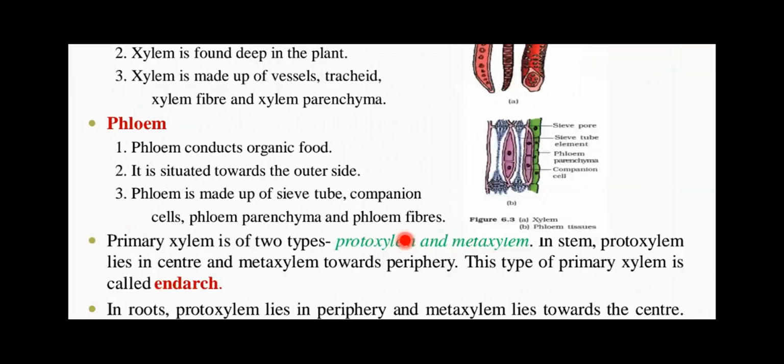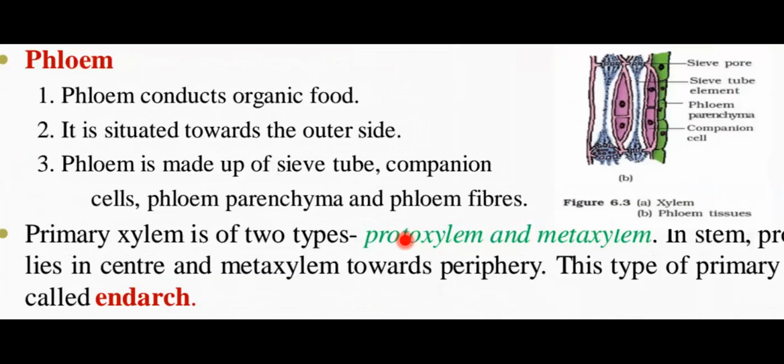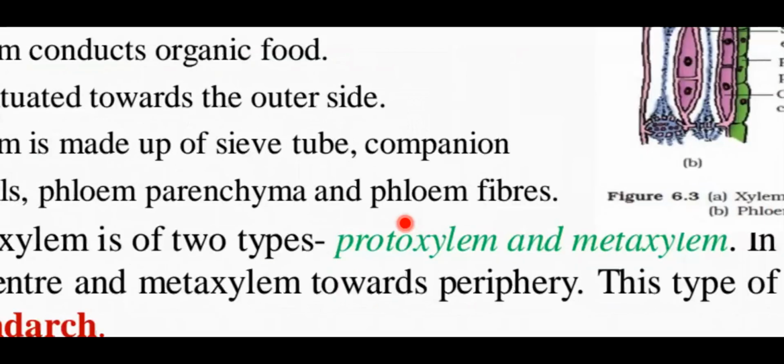Similarly, we have the next tissue, that is phloem. Phloem is one which conducts organic food here, and phloem is usually situated out towards the outer side, and xylem is situated towards the inner side. Okay, and phloem is made up of 4 components, as we all know. What are the 4 components? The 4 components are sieve tube elements, companion cells, phloem parenchyma, and phloem fibers.